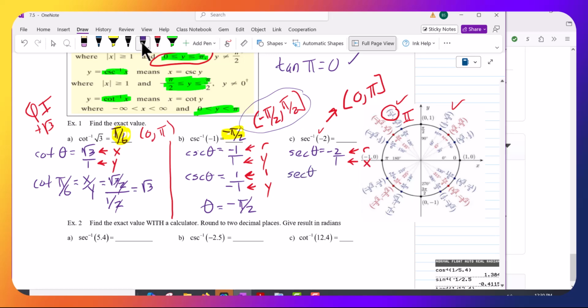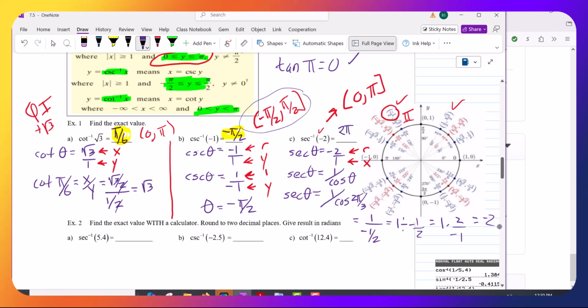The secant of theta, the identity is that it's 1 over cosine theta. So notice if we do secant theta equals 1 over the cosine of 2 pi over 3, then notice what we're going to get is 1 over negative 1/2. The cosine of 2 pi over 3 is the x value. And then this is really just 1 divided by negative 1/2, which is equal to 1 times 2 over negative 1, which is equal to negative 2. So that means the answer to this is 2 pi over 3.